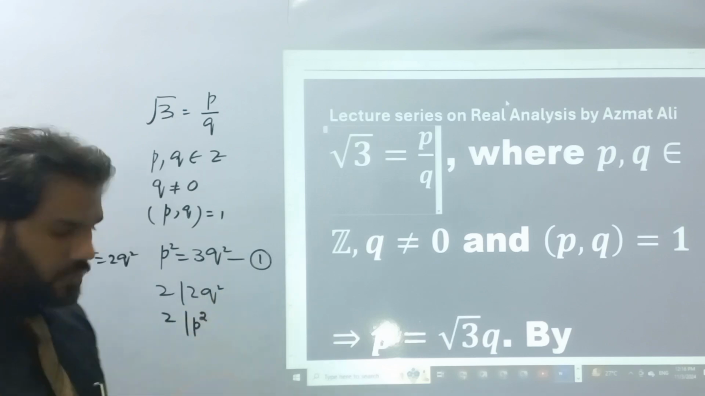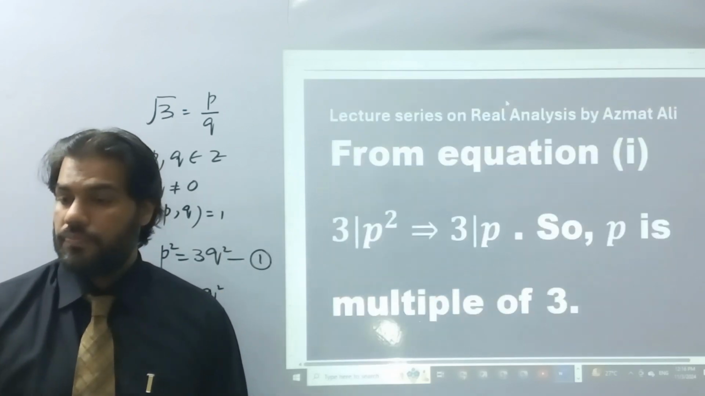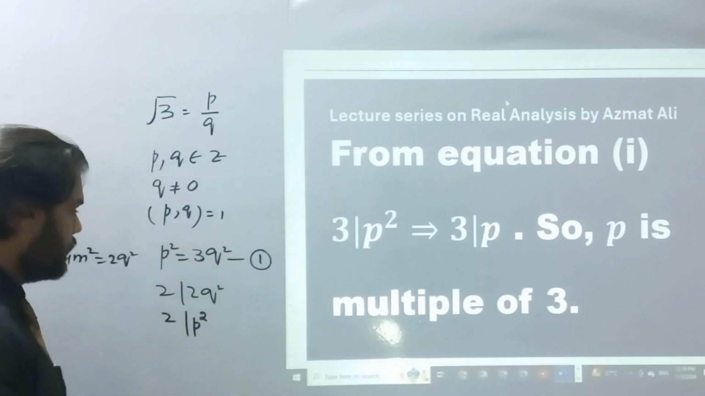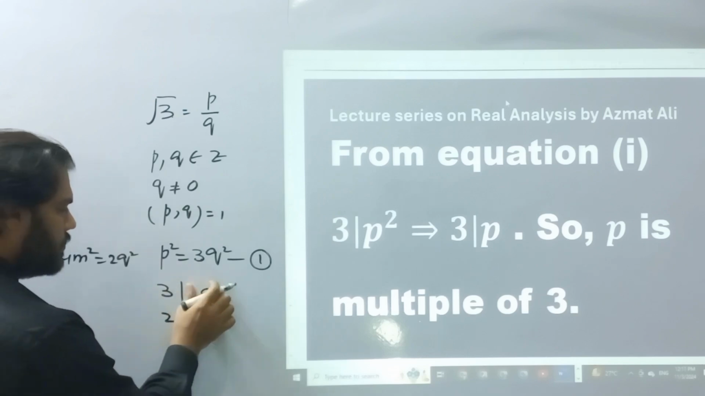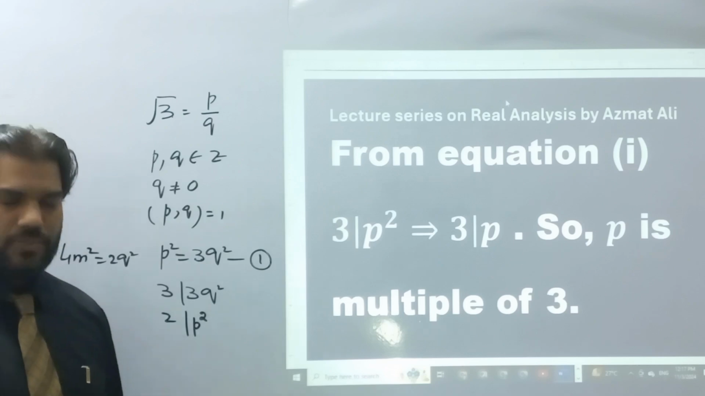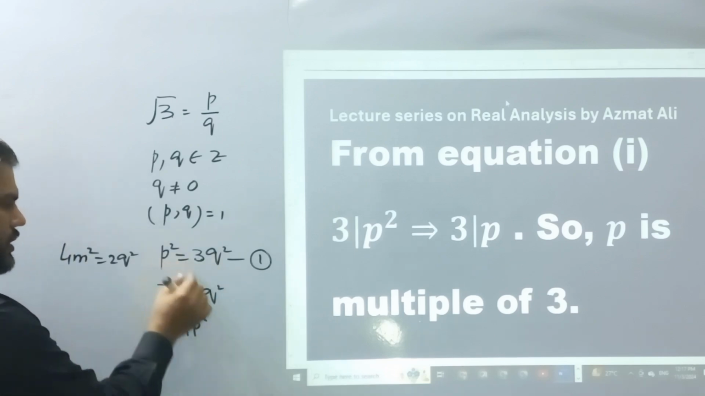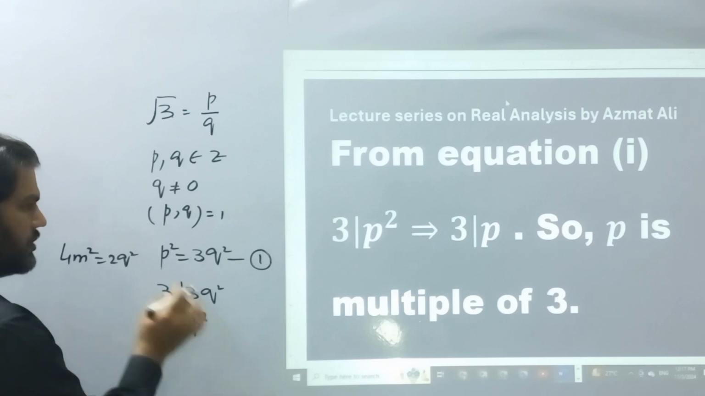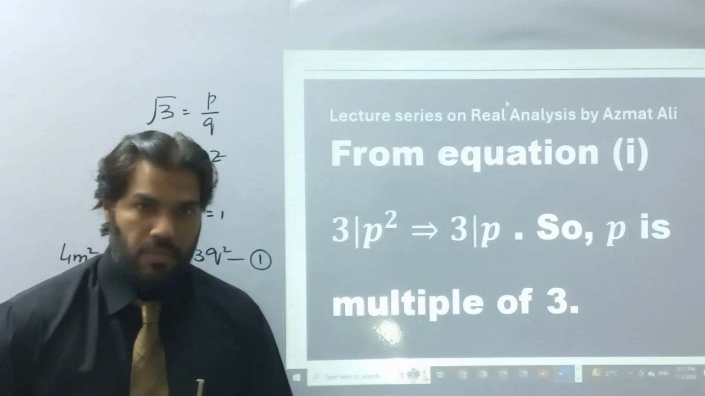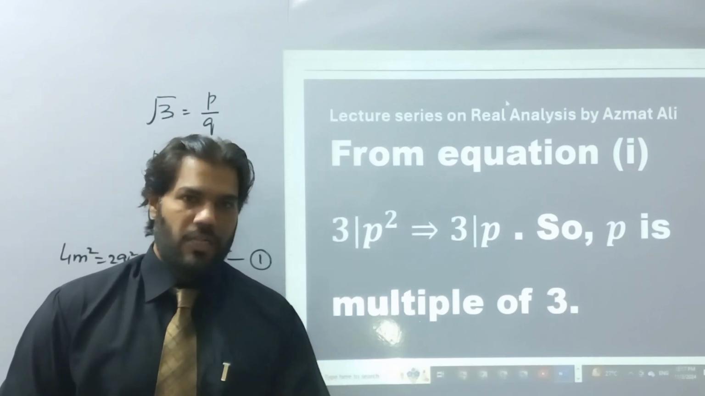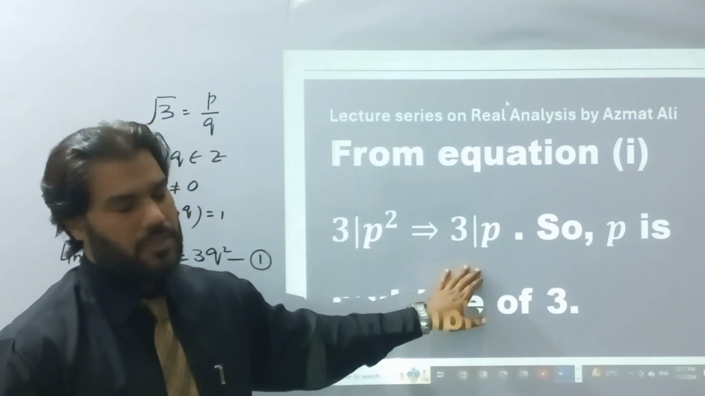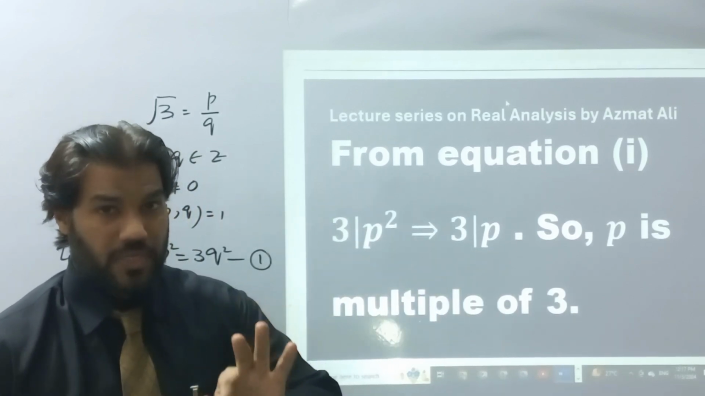From this equation number 1, you can see that the right side, that is 3q square, is divisible by 3. This number 3q square is a multiple of 3, so obviously this is divisible by 3. 3q square is equal to p square. So this shows that 3 divides p square. Now again, using the result, if a prime p divides the square of a number, then that prime p will also divide the number without square. So if 3 divides p square, this implies 3 divides p. p is not a prime here. p is an integer in this example.